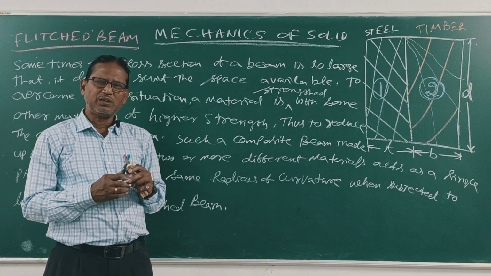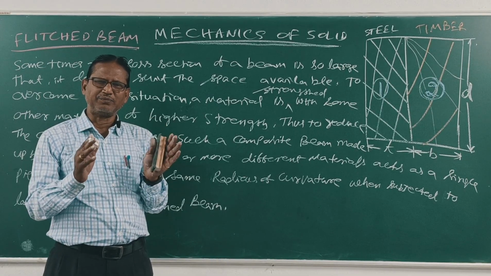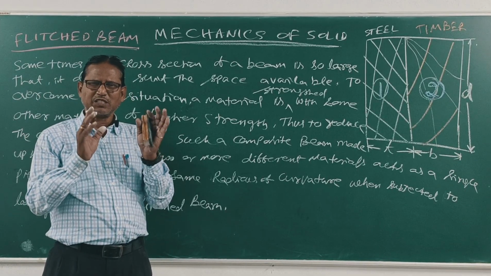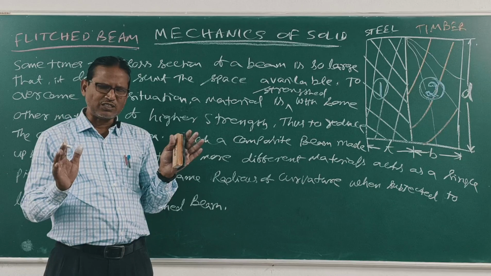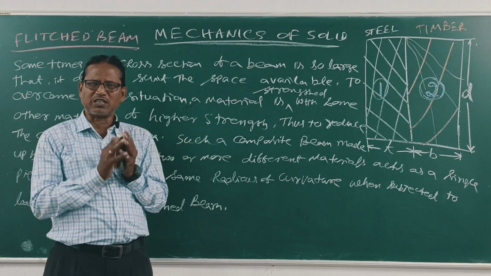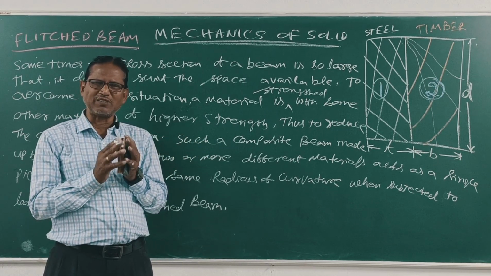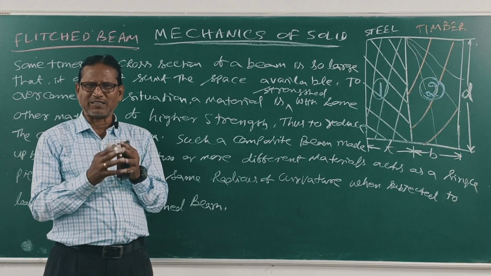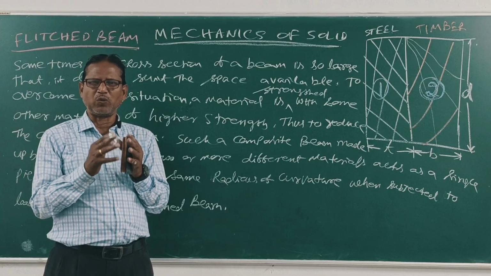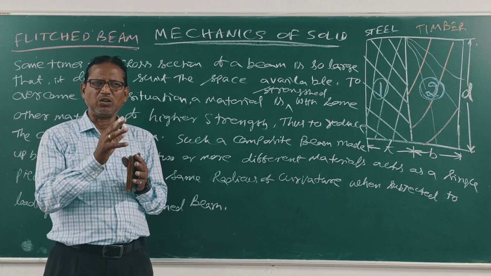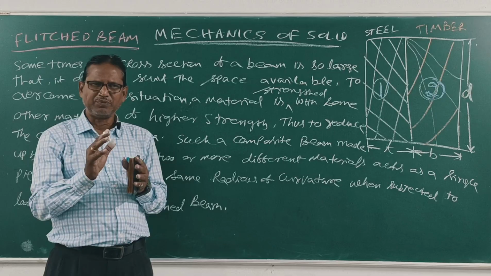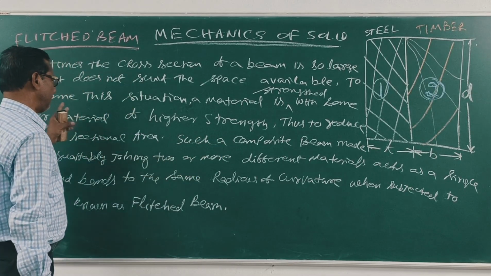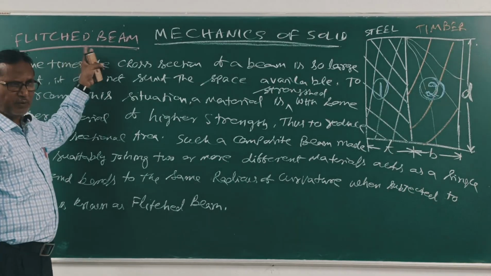Sometimes a beam has a large cross-section area which is not suitable for the space available, because the space available is less. So in these cases, we strengthen the beam with other materials. Two materials of high strength are joined to form a composite beam, which can suit that small area. Clear? That beam is called a composite beam.